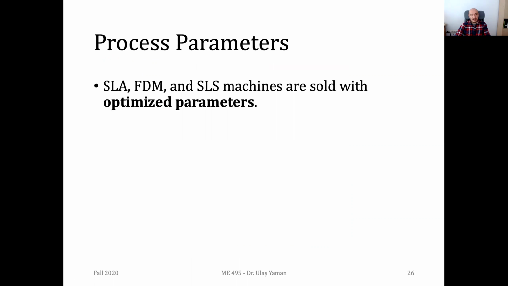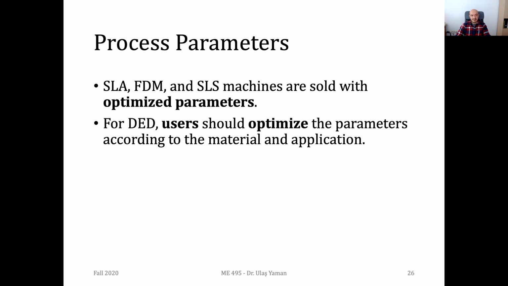So let's discuss the process parameters in direct energy deposition systems. If you remember our discussions with stereolithography, fused deposition modeling, and selective laser sintering systems, they were all solved with some optimized parameters, but it's not the case in direct energy deposition. You need to determine the parameters for your specific cases, since depending on the size of your product or the powders you are using, you need to adjust some of these parameters. What are they?